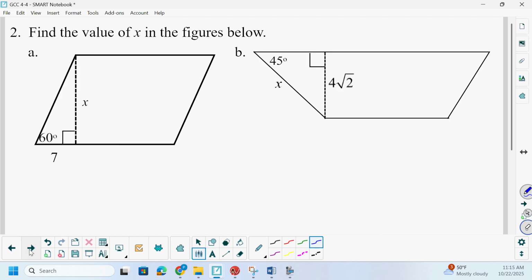Moving over to page 22. In both of these, we want to find the value of x. In the triangle in question A, we've got a 60 and a 90, so that tells us the other one has to be 30. Once we've got our angles in our triangle, step 1 is always to label our d's. Across from the 30 should be d, across from the 60 should be d square root of 3, and across from the 90 is 2d.